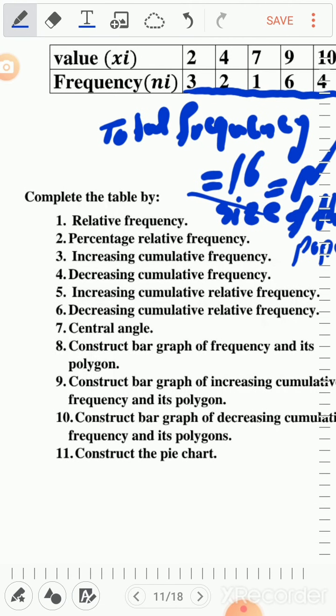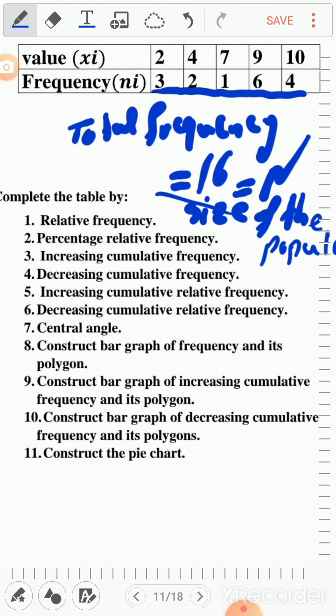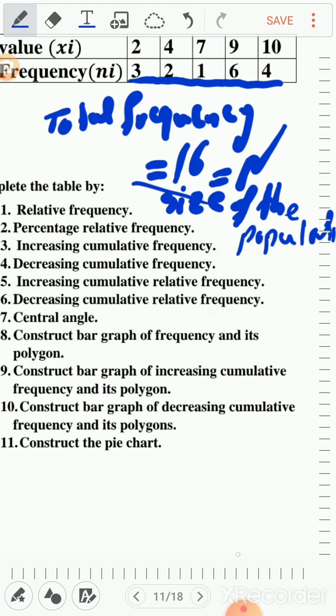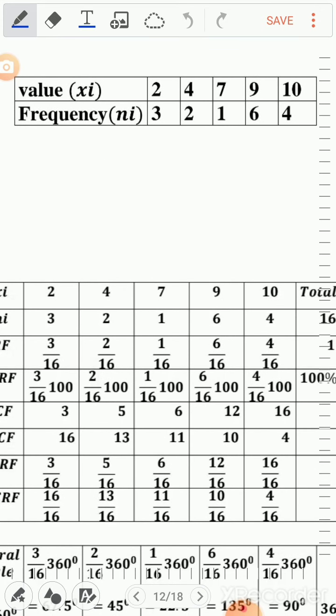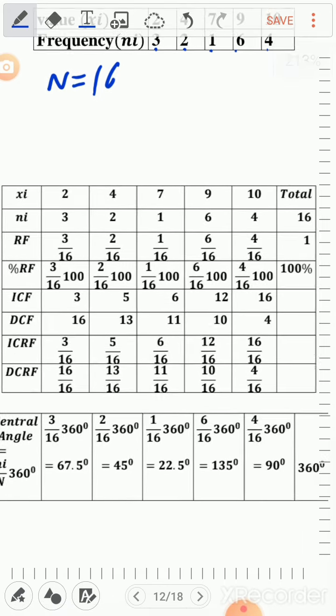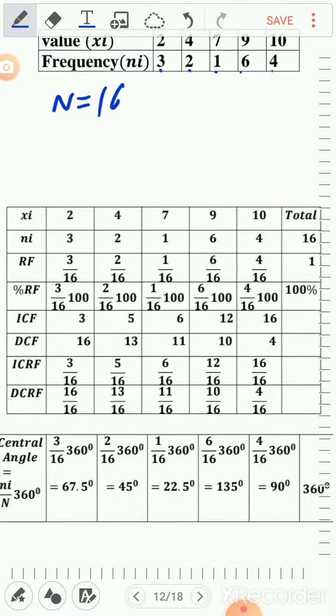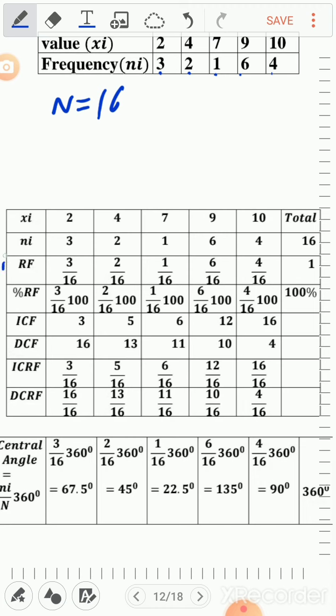So part 1, relative frequency. What is a relative frequency? So this is our table. On total frequency N, the total frequency is 16, the summation of 3, 2, 1, 6, 4. Now the relative frequency, this is part 1.